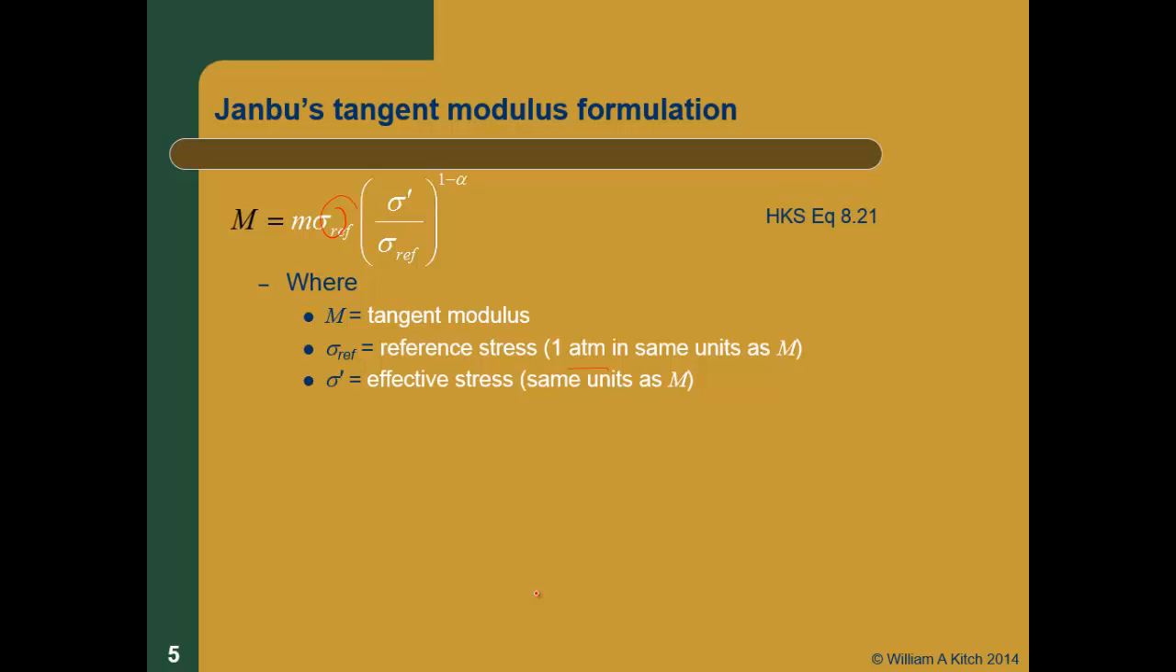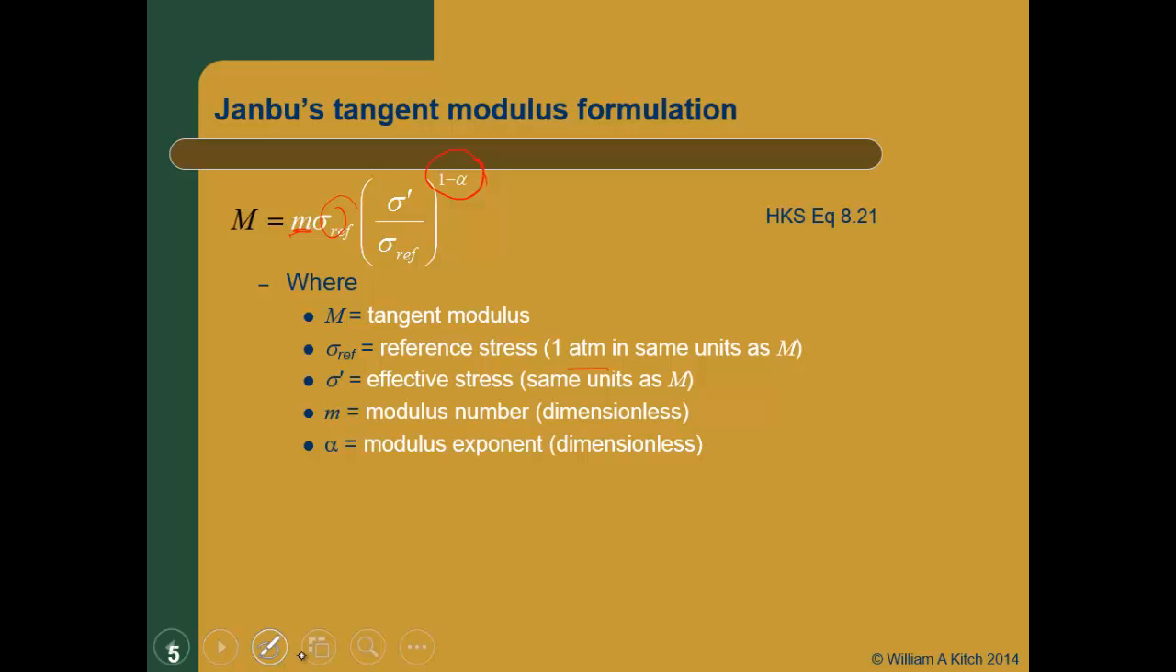And then sigma prime is our effective stress, and the units of that are going to come from the reference stress. And then this m is a modulus number. So this is going to be what you use to adjust your stiffness. And then the alpha exponent here is going to tell you how nonlinear this function is as a function of stress level.